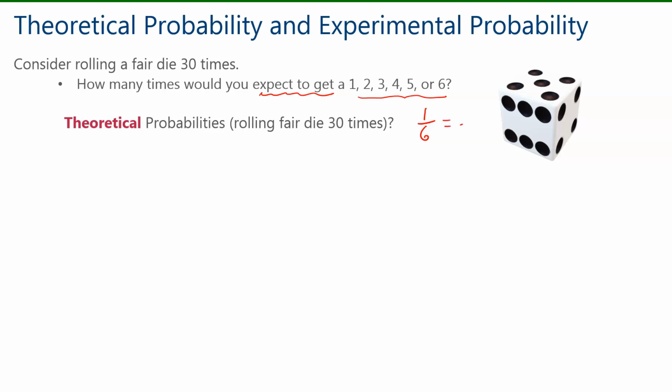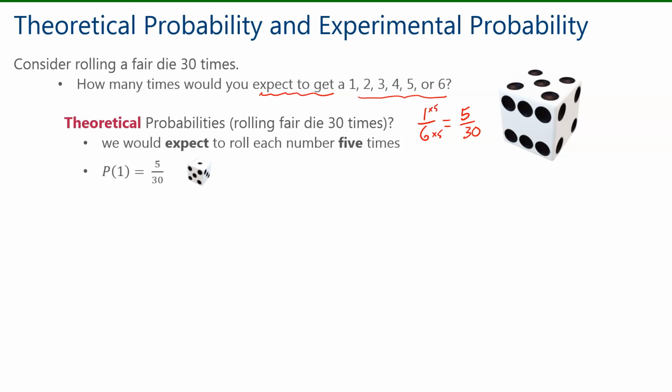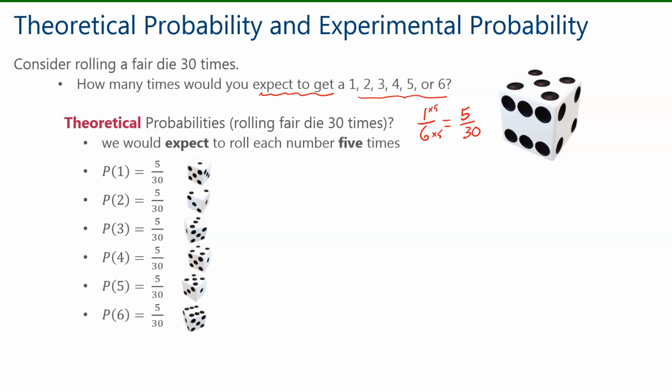If we roll a die 30 times, I'm going to write an equivalent fraction for 1 over 6 with a denominator of 30. That will give me 5 over 30. What that means is that we would expect to roll each number 5 times in 30 trials. In other words, the probability of obtaining a 1 is 5 out of 30, a 2, 5 out of 30, and the same holds true for the 3, 4, 5, and 6. We would expect to get 5 1s in 30 trials, 5 3s in 30 trials, 5 6s in 30 trials. Those are the theoretical probabilities.